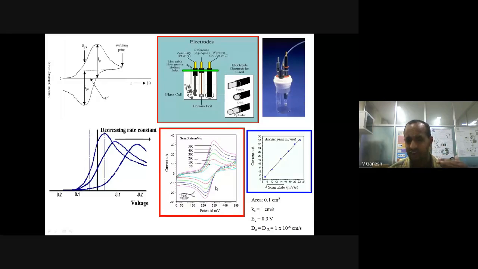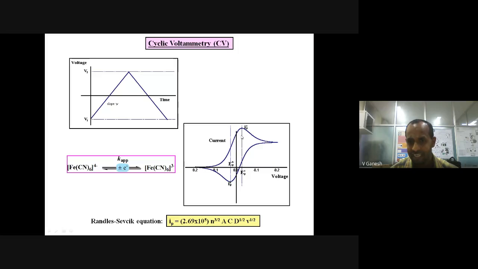There are 6 different diagnostic tests one has to follow. The first one is that the peak-to-peak separation between the forward and reverse scan is about 59 by n millivolt. For a single electron, it is 59 millivolt. So that's the Nernstian relation. Similarly, there are other diagnostics, like the peak currents for both cathodic and anodic processes should be the same, and ip is directly proportional to nu to the power half, etc.